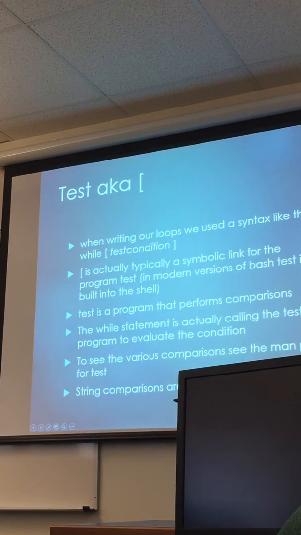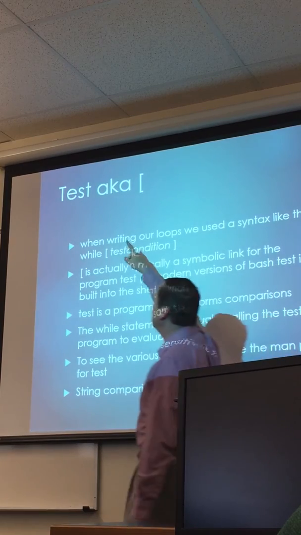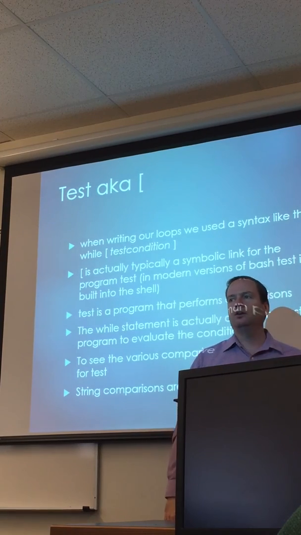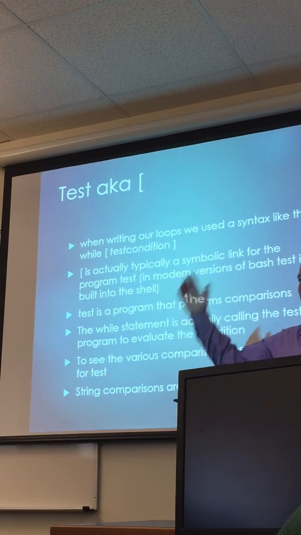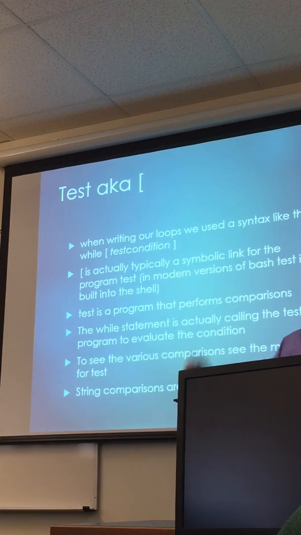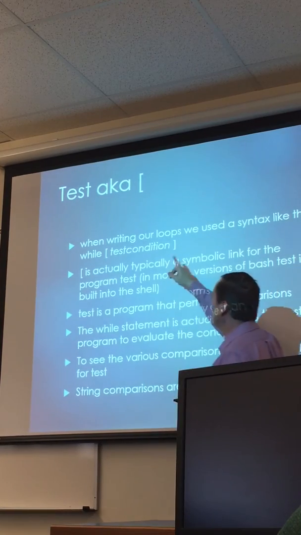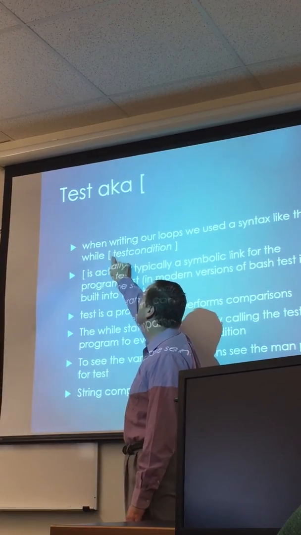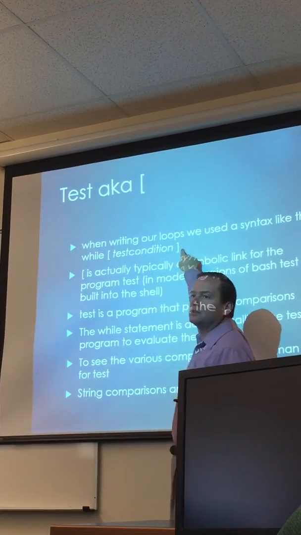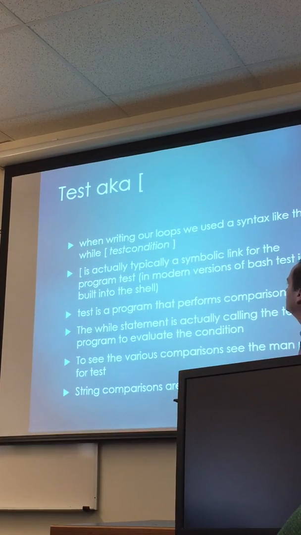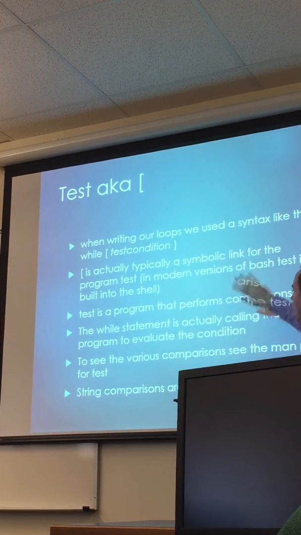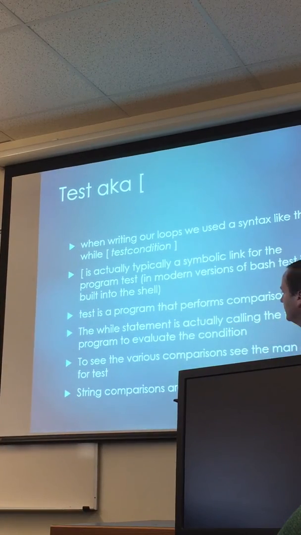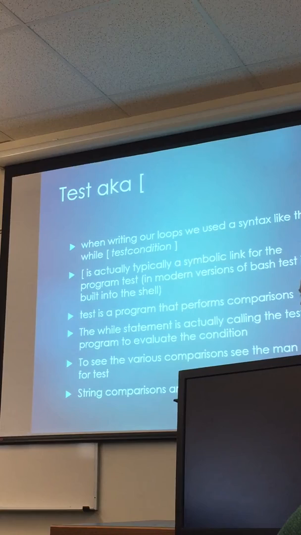Now, there's multiple ways of doing test. You used to type out test, T-E-S-T, and people got lazier and said, I don't want to type that whole thing, I just want to have something at the beginning and the end, so let's use square brackets. And so they map square bracket into test. Typically you'll do the square bracket, space, some sort of test condition, space, and the end bracket. That's the typical way you do test. It's a program that performs comparison, and a while statement actually calls the test program to evaluate the condition.